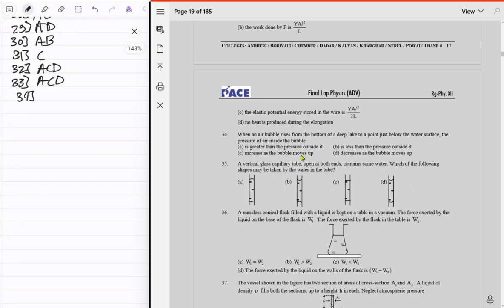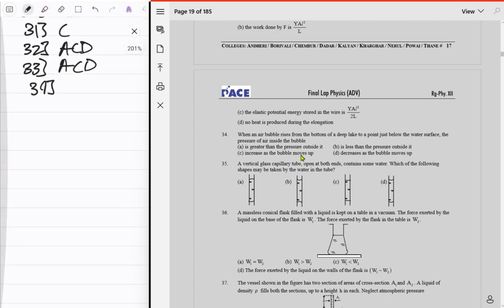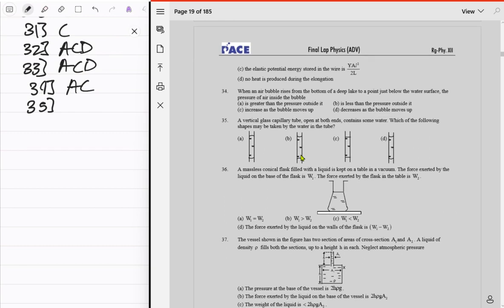Right, 34 का C, as it moves up, less than the pressure outside it. Bigger than pressure outside, of course. So A is correct and C is correct. Next, 35th. 35th is a vertical glass capillary tube open at both ends contains some water. Which of the following shapes may be taken by the water in the tube?